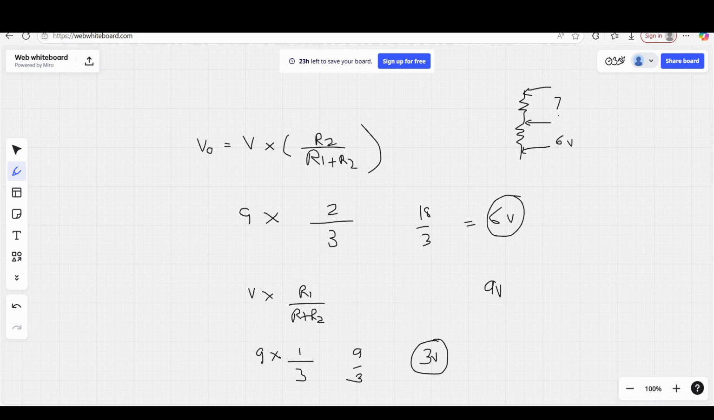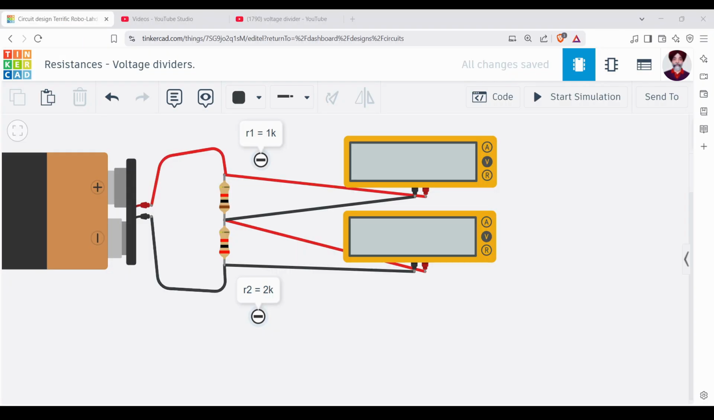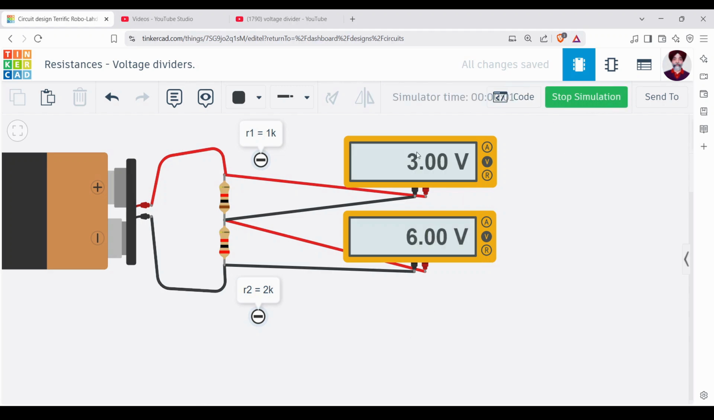Let us go across and see what is on our Tinkercad. So let's start the simulation, and we see the simulation. You will find that the voltage across the first one is actually 3 volts, and the lower one is actually 6 volts, and the total of these two is actually 9 volts, which is the source voltage.